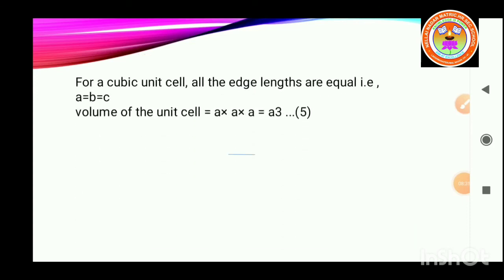For example, if I take a cubic unit cell, all the edge lengths are equal. What is that? a equal to b, b equal to c, isn't it? So, for the volume of the unit cell, instead of b and c, I can also write a. So, it becomes a into a into a, that is a cube. So, see here, what is the density of the unit cell? Rho is equal to nM divided by a cube Na. Okay, now clear?